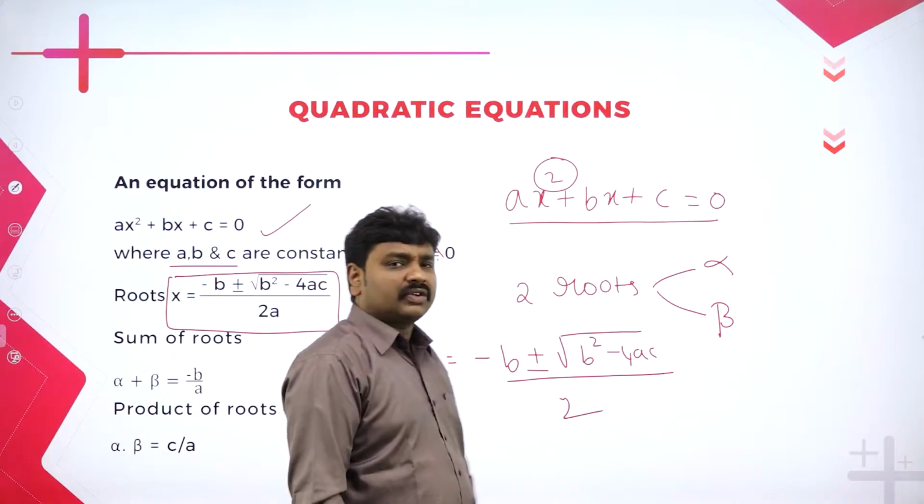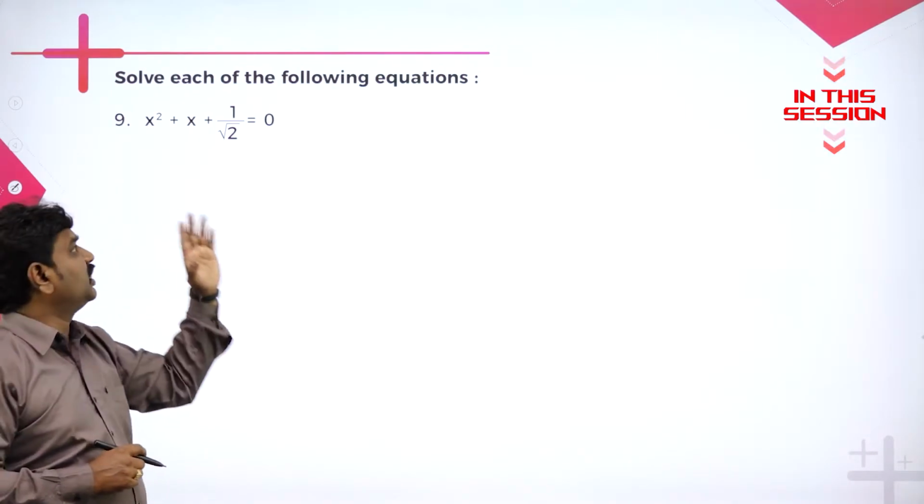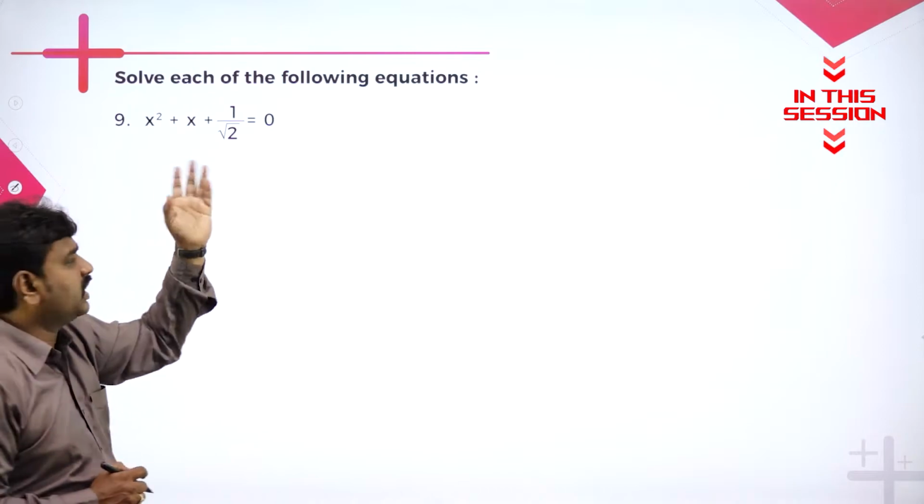And under the root, whatever we have written, b square minus 4ac, we call it as what? Discriminant. Here root 2 is there. Two methods: multiply by root 2 on both sides and simplify, then find a, b, c, or directly you substitute.